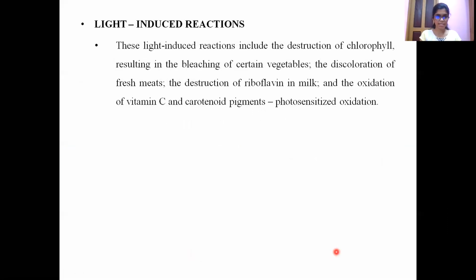Moving on to the next, light-induced reactions, otherwise called photosensitized oxidation. These reactions include the destruction of chlorophyll, resulting in the bleaching of certain vegetables, the discoloration of fresh meats, the destruction of riboflavin in milk, and the oxidation of vitamin C and carotenoid pigments. So that is all about the factors responsible for food spoilage.